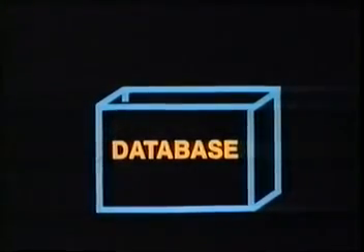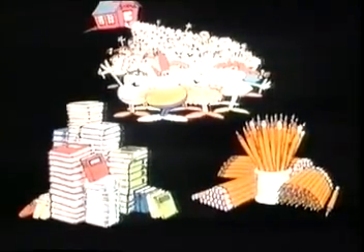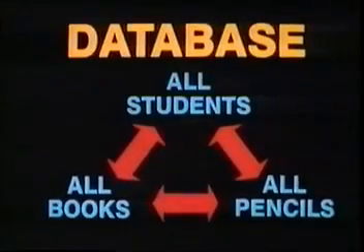When a large collection of data is organized systematically, it is called a database. In other words, a database is a filing system, which contains lots of files, each of which contains lots of records, each of which contains detailed items of information, which are called fields. For example, if you had information about all the students in a school, and all the books, and all the pencils, and if all this information were interrelated in a systematic way, then you could call this a database.